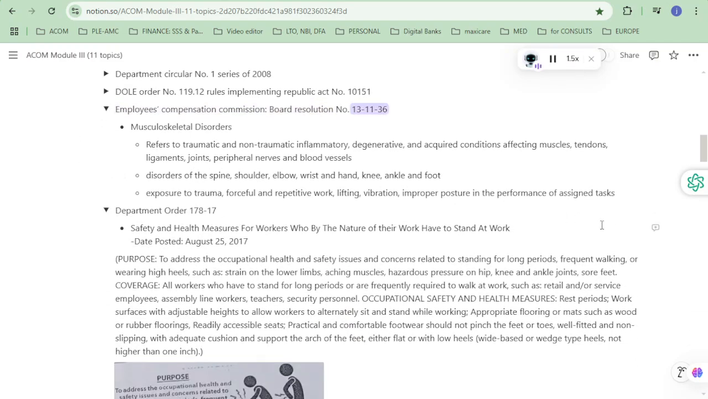13-1136. Musculoskeletal disorders. Refers to traumatic and non-traumatic inflammatory, degenerative, and acquired conditions affecting muscles, tendons, ligaments, joints, peripheral nerves and blood vessels. Disorders of the spine, shoulder, elbow, wrist, and hand, knee, ankle and foot. Exposure to trauma, forceful and repetitive work, lifting, vibration, improper posture in the performance of assigned tasks.